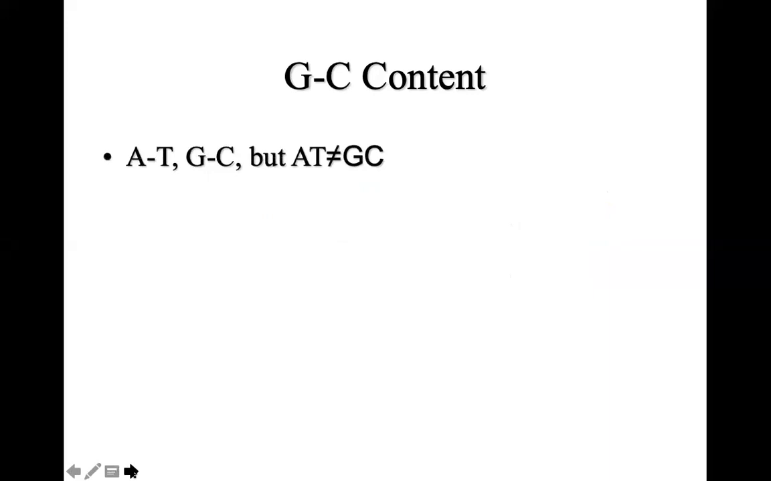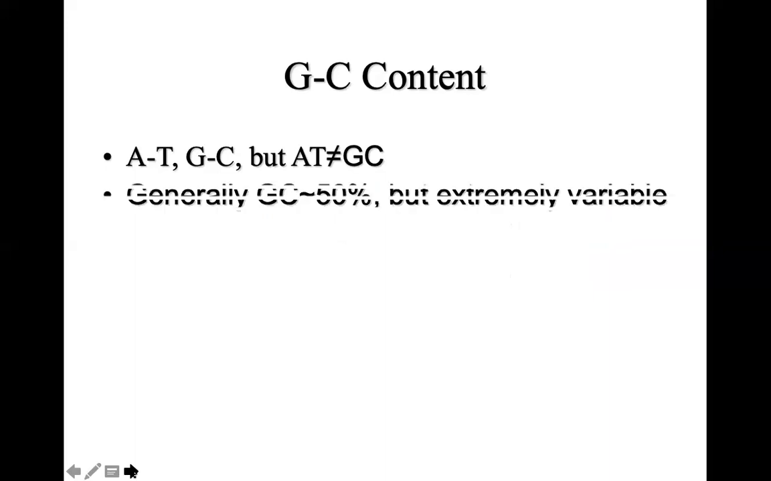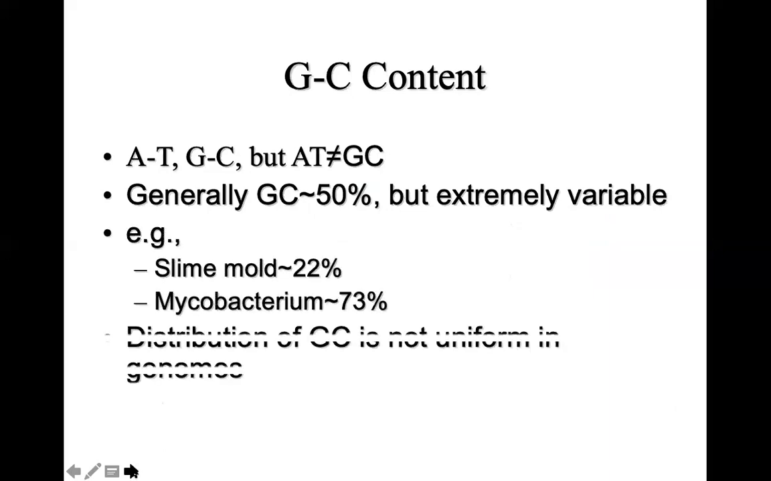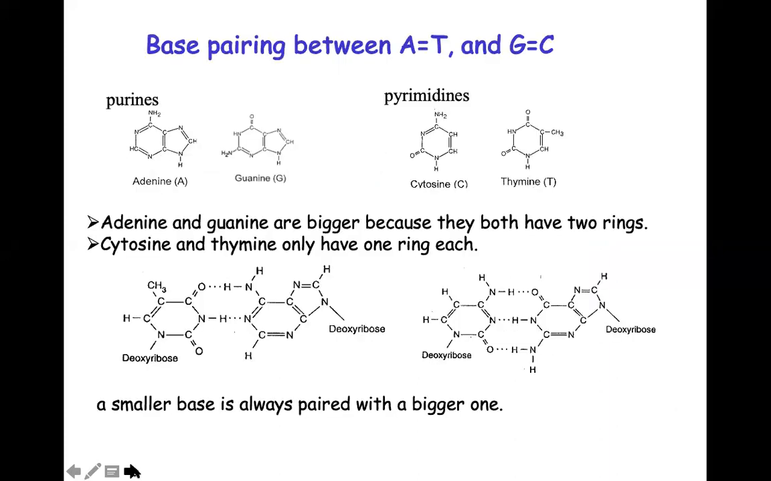GC means guanine-cytosine content, and in every organism it is unique. Generally it is around 50% GC, but it is extremely variable among organisms. For example, the GC content in slime mold is 22%, and in mycobacterium it is 73%. So it is very unique; you can understand the information.